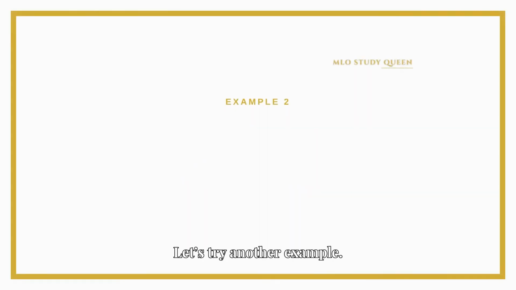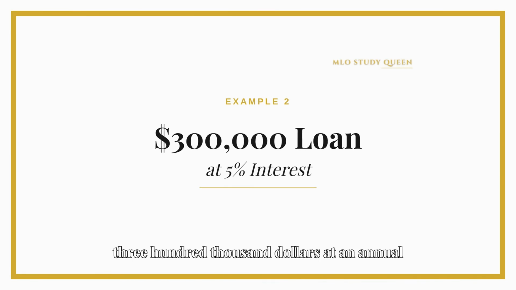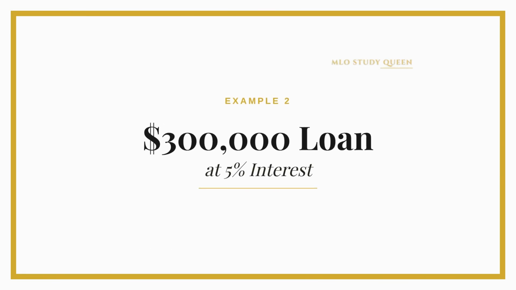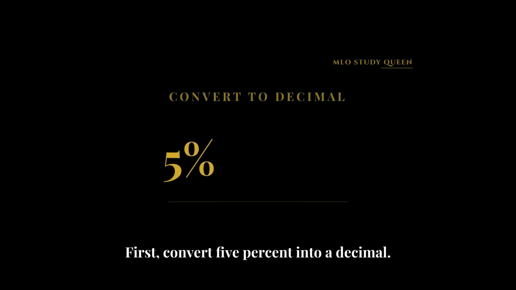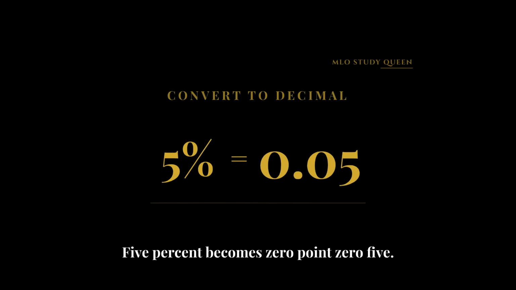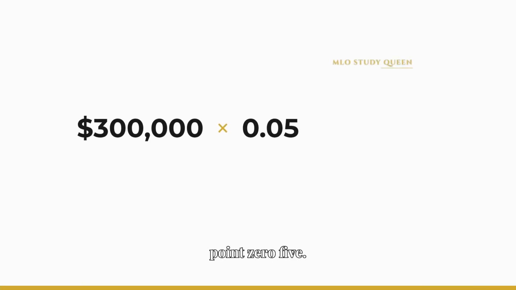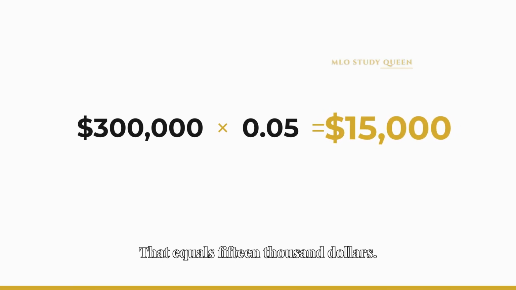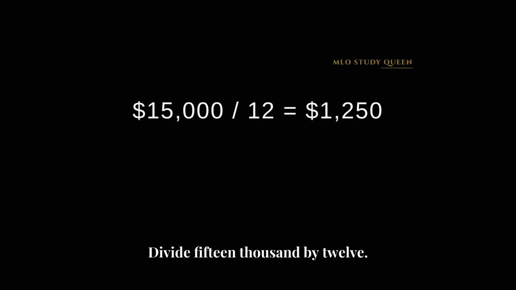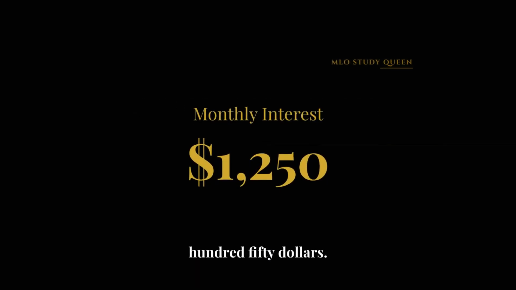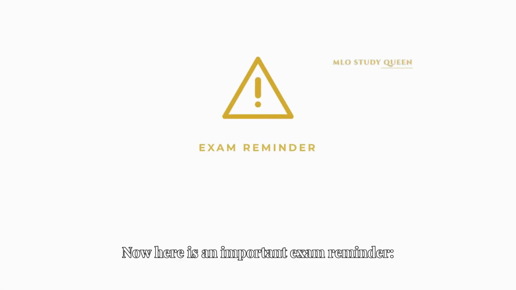Let's try another example. A borrower has a loan amount of $300,000 at an annual interest rate of 5%. First, convert 5% into a decimal. 5% becomes 0.05. Now multiply 300,000 by 0.05. That equals $15,000. Divide 15,000 by 12. The monthly interest is $1,250.